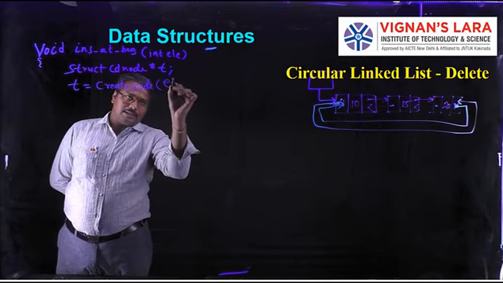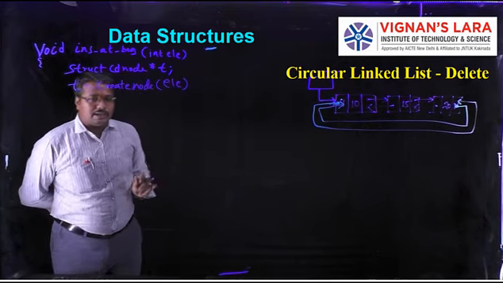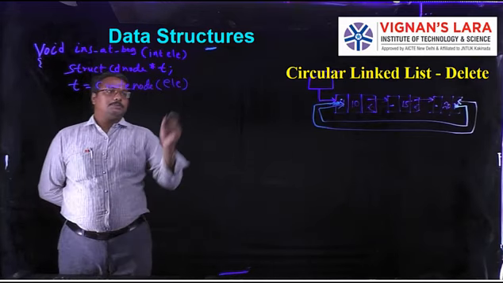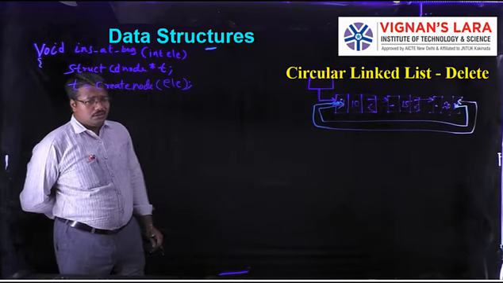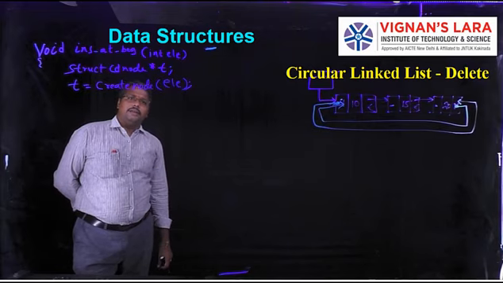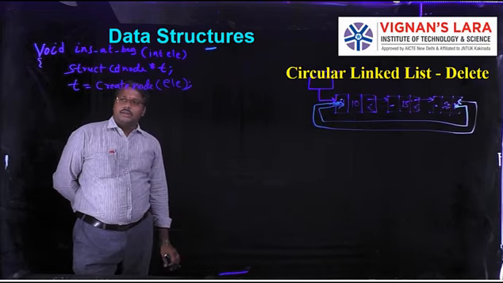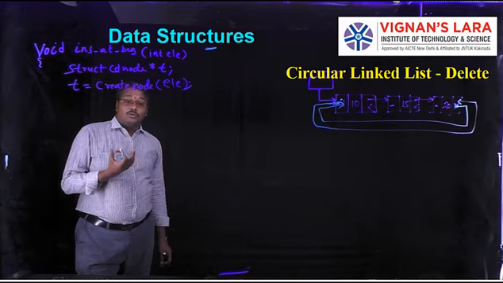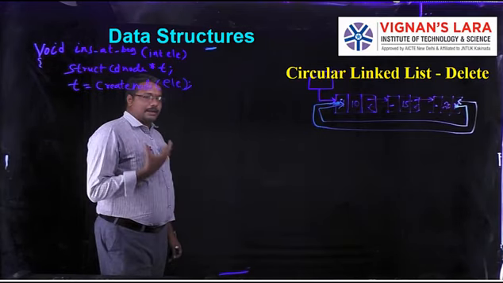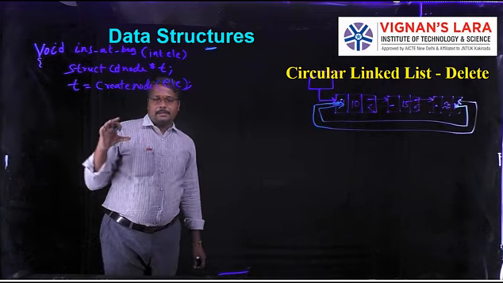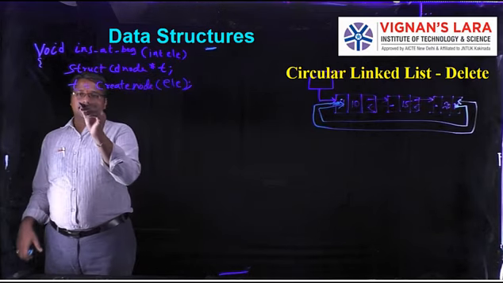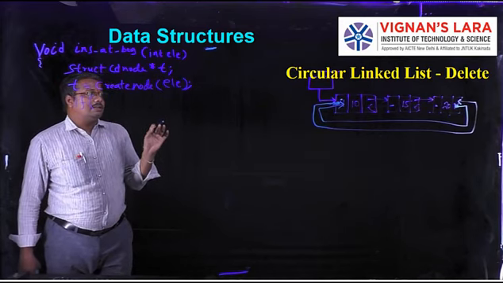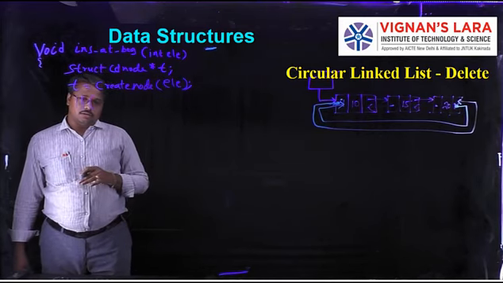I am invoking the create node function, and here I am passing the element value, the same element value that was passed to this function. So T is equal to create node. Right now the newly created node's address is in T. Next, I want to check whether the circular double linked list is empty or not.